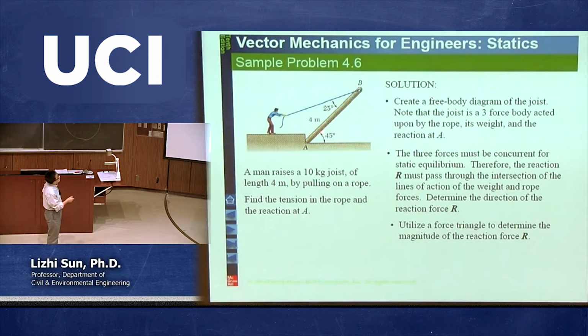So then the question is, and also the angle is given, 45 degrees, and this angle is 25 degrees. How can we calculate the magnitude, or called the tension in the rope or the cable, and the reaction at point A? So obviously, this is a typical two-dimensional problem, depending on how we are going to solve it.